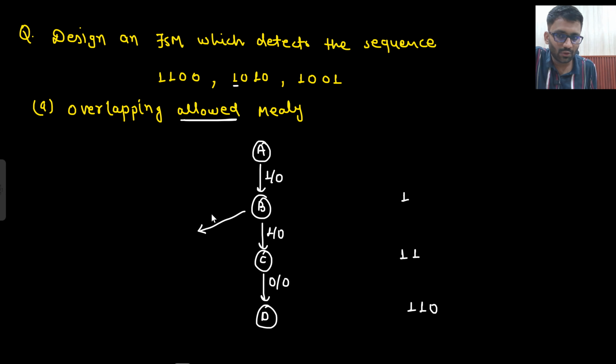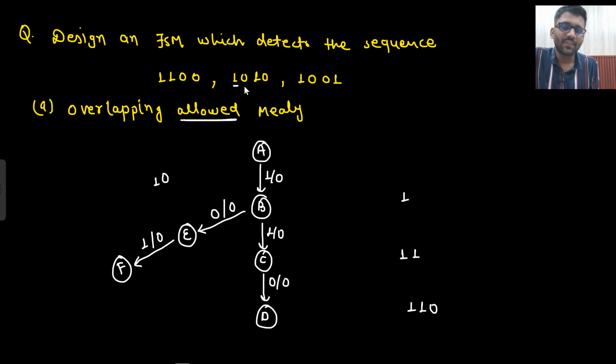So 1 has already been detected. In the next cycle, if 0 comes, then I will be happy and I will go to the next state. Output will certainly be 0, because until I detect 1010, I am not going to give my output as 1. So B means 1 has been detected, and E means 1 is already detected and then 0 is also detected. So E means 10 has been detected. Right? Now you need to detect 101. So after 10, if 1 is applied, then I will go to the next state.